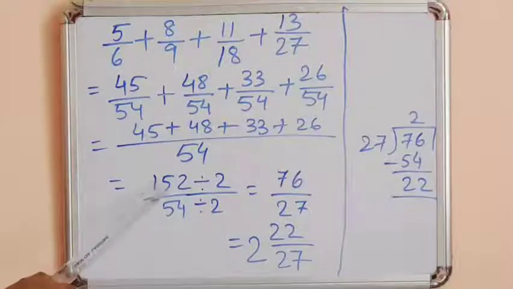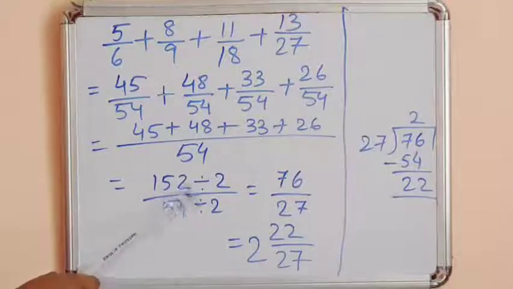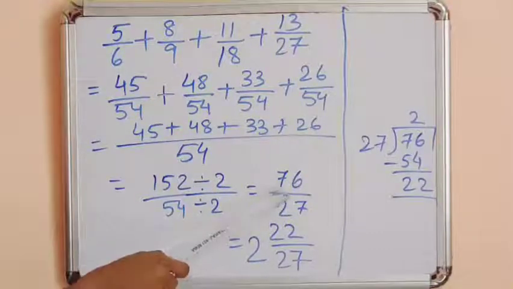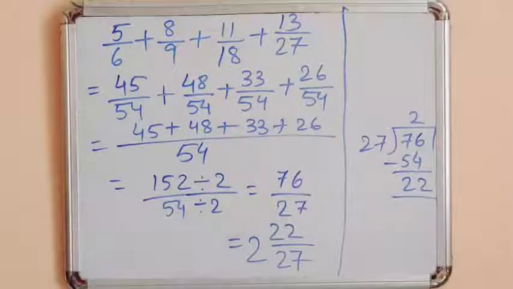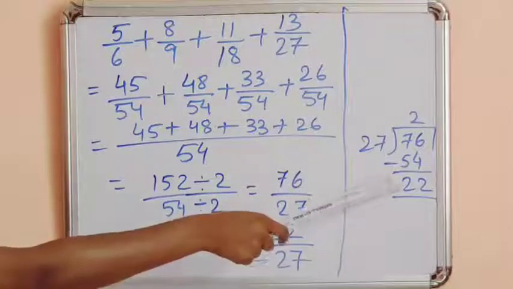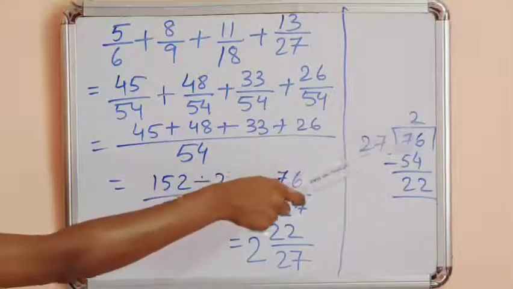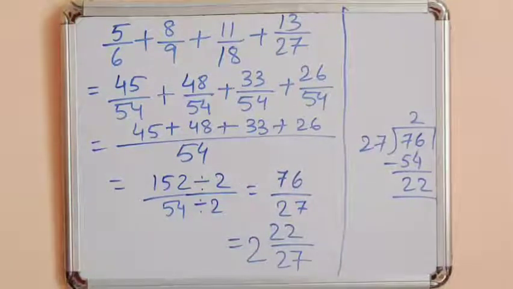Now 152 and 54 have a common factor, that is 2. So we are going to divide this by 2. We are going to reduce this. On dividing these by 2, we get 76 by 27. Now this is an improper fraction. So we will have to convert this into a mixed fraction. I have shown it here. If you divide 76 by 27, you will get 2 as quotient and 22 as remainder. So our fraction will be 2 22 by 27. So this is our answer.